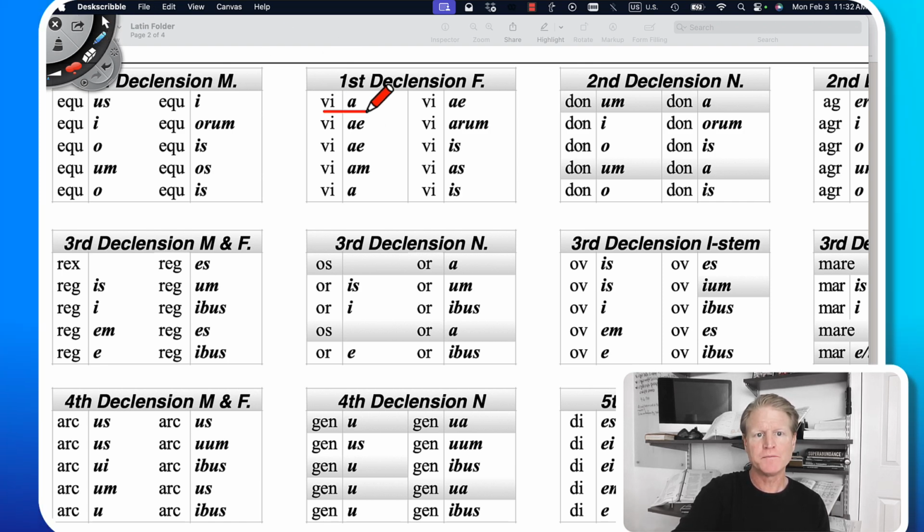Okay, via means road. Viae means of the road. Viae, to the road. Viam, the road. Via, by, with, or from the road, in the road, on the road. Over here, on the left we have the singular, and on the right we have all the plurals. So this is road and this is roads. So viae, roads, viarum, of the roads, viis, to the roads, vias, the roads, viis, in the roads.